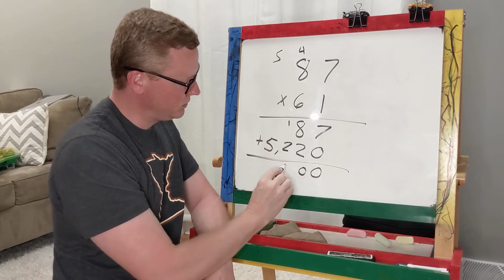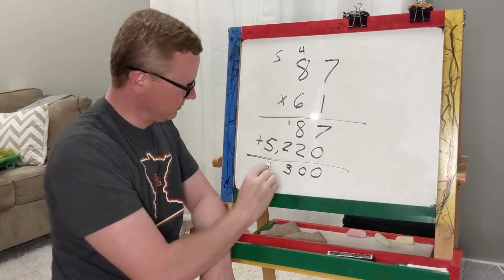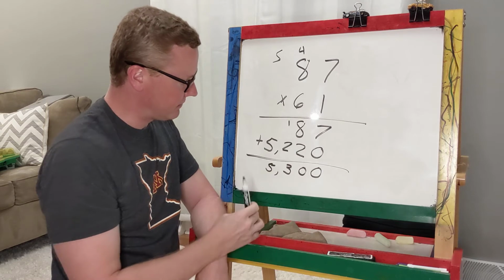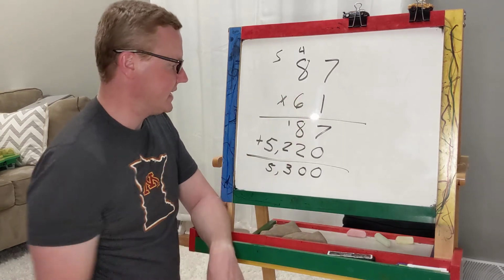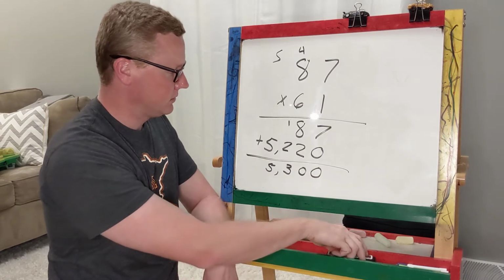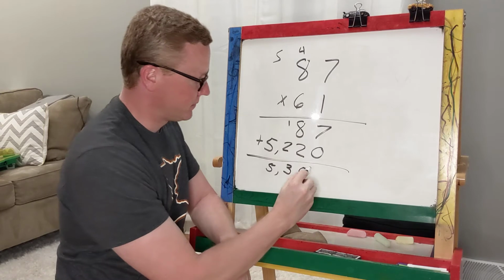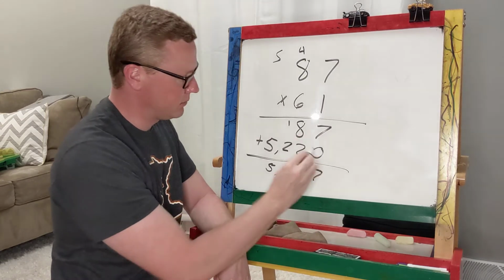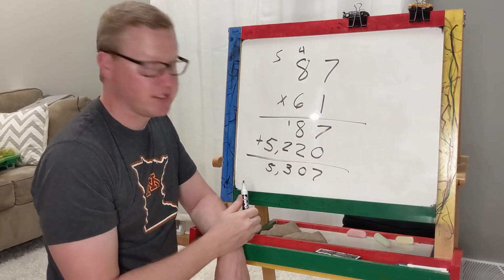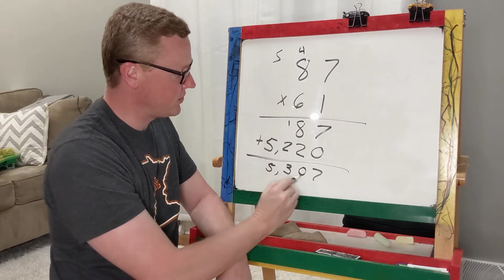1 plus 2 is 3. And 5 plus 0 is 5. So 61 times 87 is 5,300. I made a mistake. I caught myself. This actually should be a 7 right here, because 7 plus 0 is 7, not 0. So our final answer is 5,307.